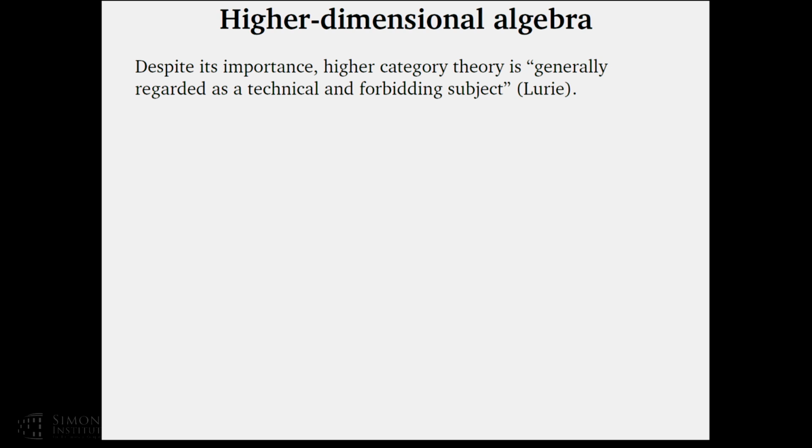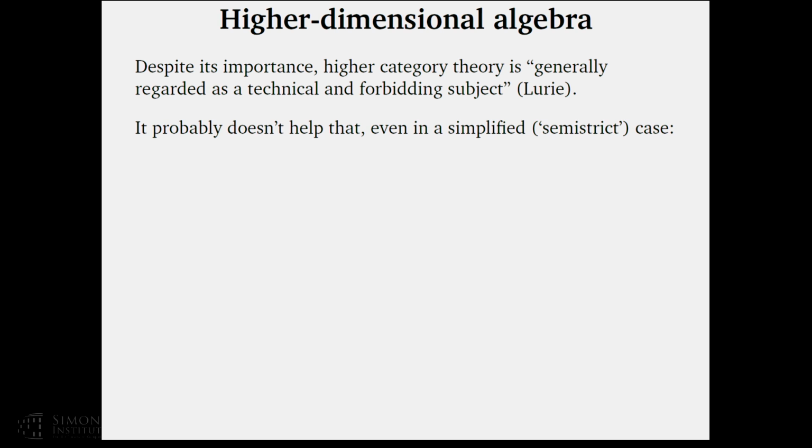But why is this a subject that people think is a bit difficult, right? We're doing science. Lots of stuff is maybe ostensibly difficult. So here's a quote from Jacob Lurie. "High category theory is generally regarded as a technical and forbidding subject." So why is this? Why does it have this reputation?